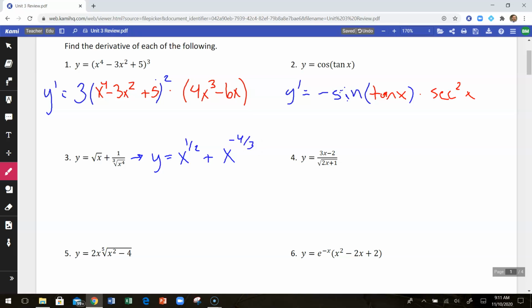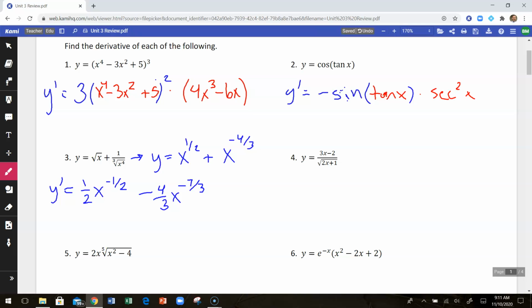And now that I've rewritten that, I'm going to go ahead and take the derivative, and I'm just going to use the power rule for both of these. So the first one would be 1/2 x to the negative 1/2. I subtract 1 from 1/2. And then I use the power rule for the second term, which means it's going to be minus 4/3 x to the, if I subtract 1 from negative 4/3, I'm going to get negative 7/3.